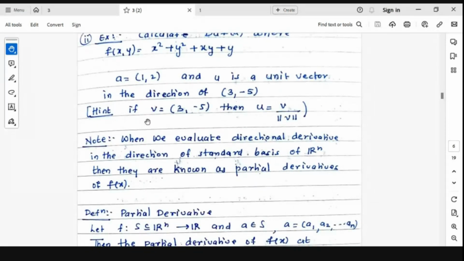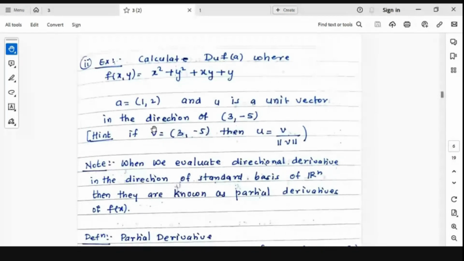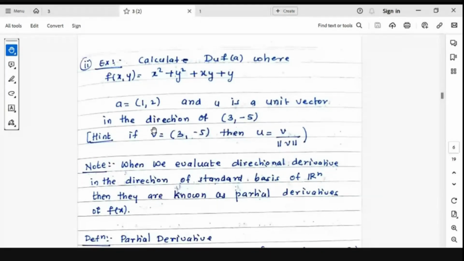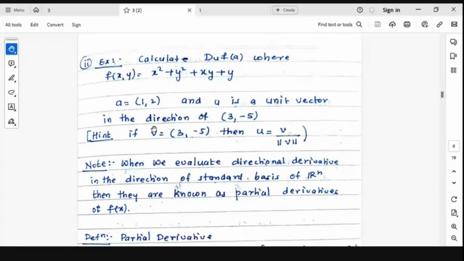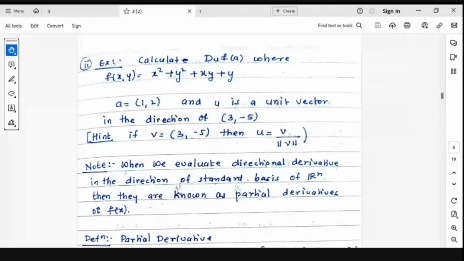Ma'am, I have a doubt. In the definition of directional derivative, why are you changing to a unit vector? In the direction of the vector itself, why are you not just taking t into u itself? Why are you particularly converting to a unit vector? The vector I have taken here is a unit vector only. That's what I said in the beginning.